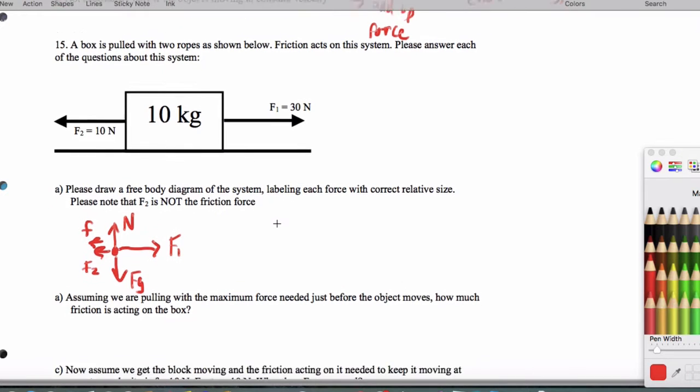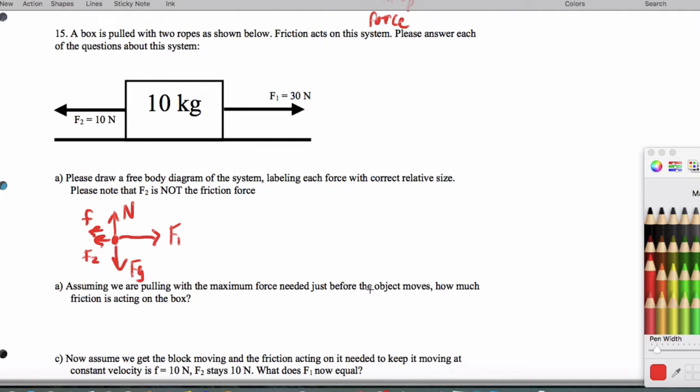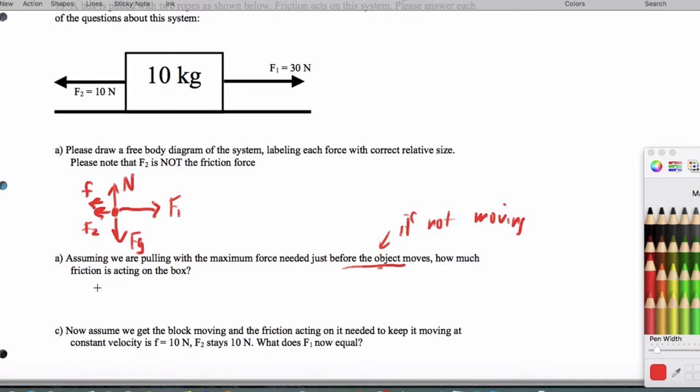Now it says, assume that we're pulling with maximum force needed just before the box moves, which means it's not moving. Let's go ahead and calculate that. So we know that N minus Fg equals 0 because we balance vertically. And then horizontally, if it's not moving, that means we're balanced horizontally. So we set up the equation as F1 minus F2 minus f equals 0.